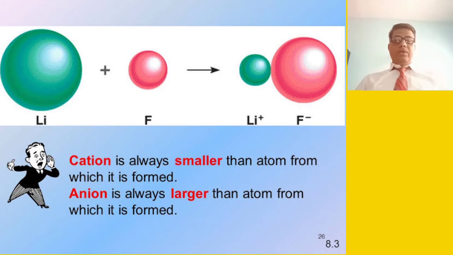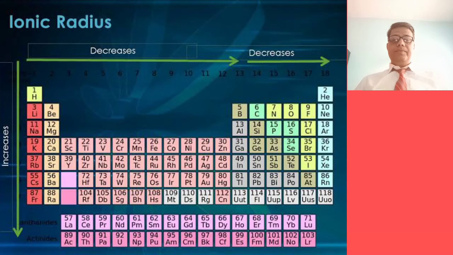So due to this, the effective nuclear charge decreases, and in turn the size increases. The distance between the electrons and the nucleus in anions increases, and so ultimately the size increases. So an anion has a larger radius than the corresponding atom. These are the two concepts from this point.